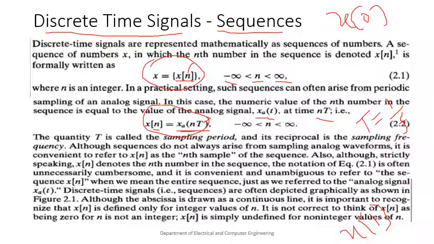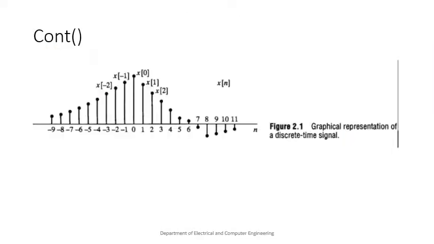Okay, so let's move on to the next slide. I'm going to draw this for you. So this is the signal x of n. This is the zeroth sample. You can see here, this is the first sample, this is the second sample, third sample, fourth, and so on. This is the x of minus 1 sample.